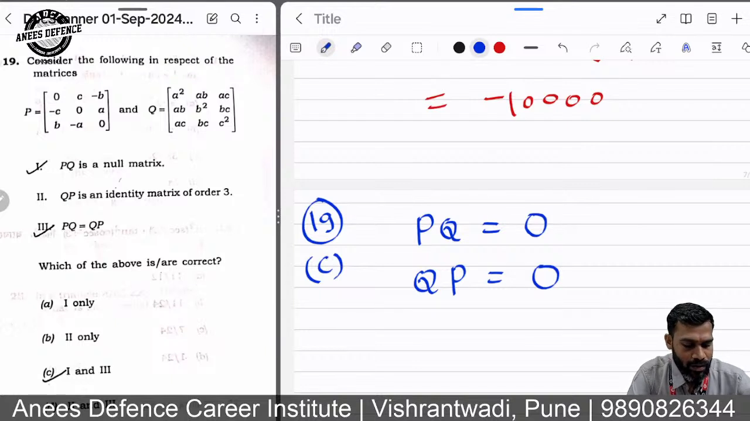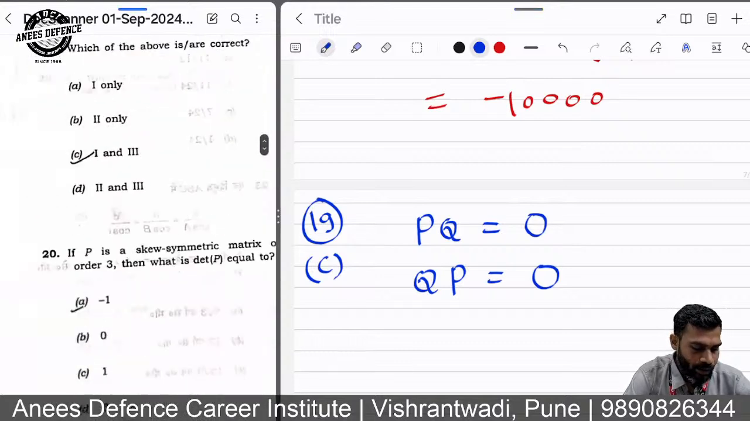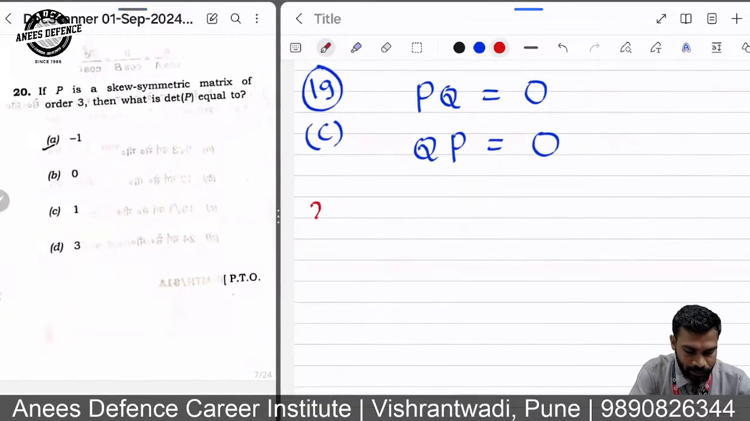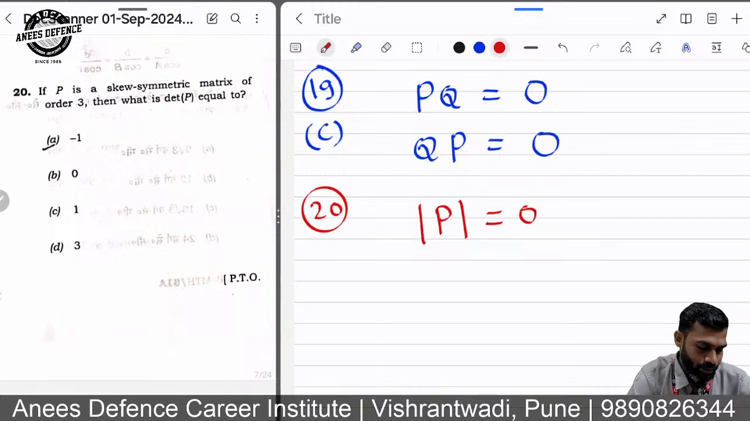Or you can just substitute the values of a, b, c, 1, 1, 1 you can substitute. So you will get the answer easily, very easy. Number 20. This is again a direct property. We have P as a skew symmetric matrix of order 3. Then the determinant of P will be 0. So this is correct, right? So B is the right answer.